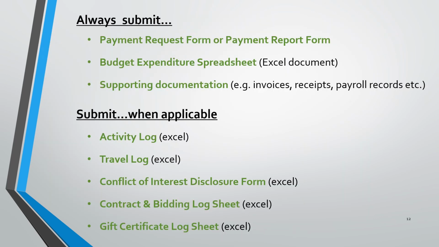So to summarize, always submit either a payment request form or a payment report form, the budget expenditure spreadsheet itemizing your expenditures, and supporting documentation. Submit, when applicable, the activity log, the travel log, conflict of interest disclosure form, contract and bidding log sheet, and gift certificate log sheet.